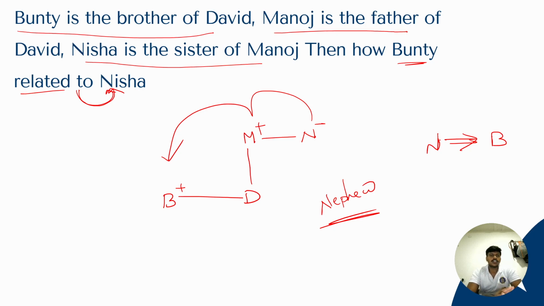Draw the diagram for the given statements. Once you are clear, just assume you are the second person and try to call the first person. You will get your answer. Simple as that. Take the statements, draw the diagrams, you will get your answer. So this is the first model in blood relations. Let's move on to the second one.